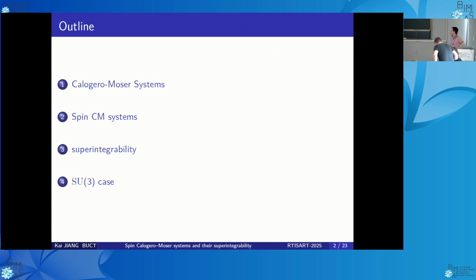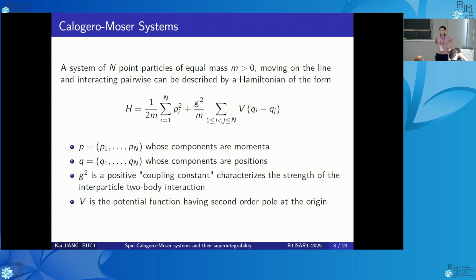First, I will get a quick recall of the Calogero-Moser systems and also the spin Calogero-Moser systems, and then talk about superintegrability and its different kinds of definitions. The last part is a concrete example, a toy example of SU3. It's the easiest one to show our results. So first of all, the Calogero-Moser system.